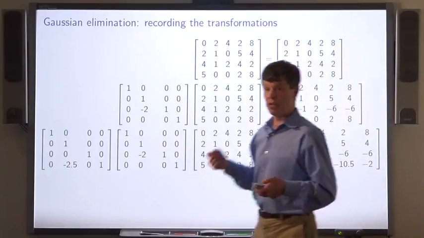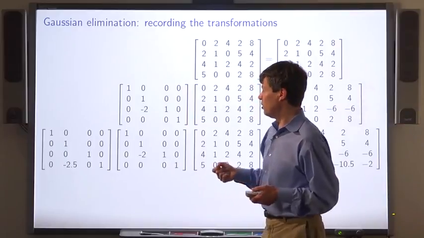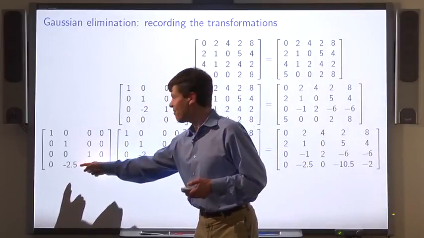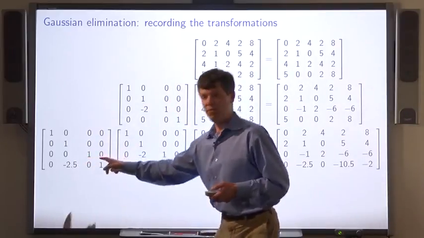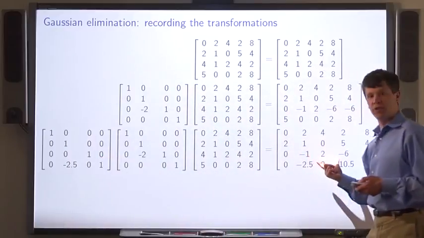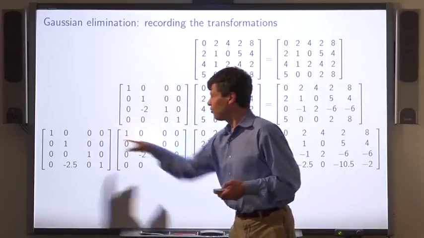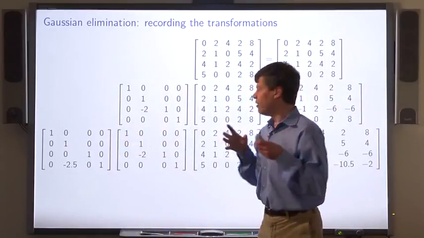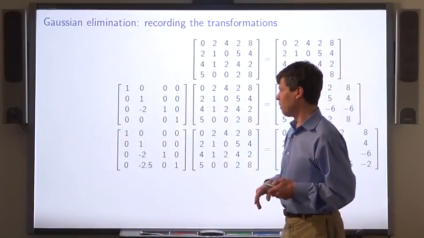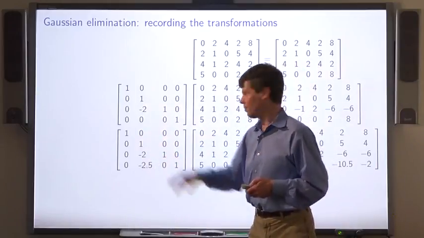Next, we do another elementary row addition operation. We subtract 2.5 times the second row from the fourth row. And this is the resulting matrix. Now, these two transformations can be combined to make a single transformation just by multiplying them together.